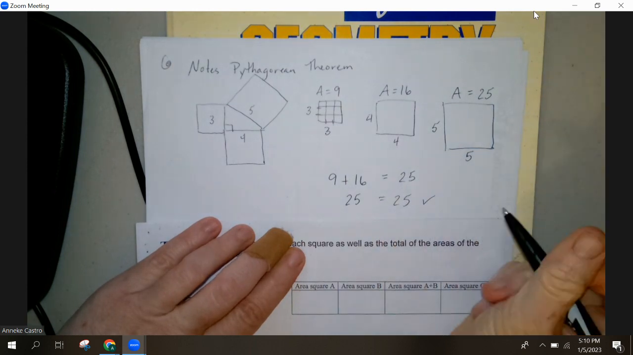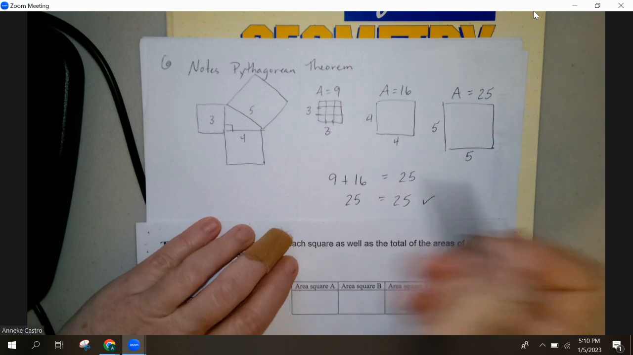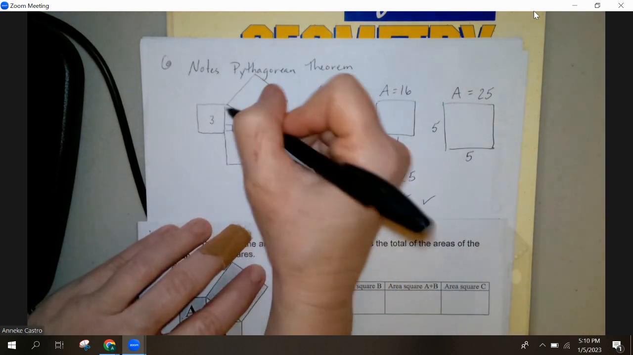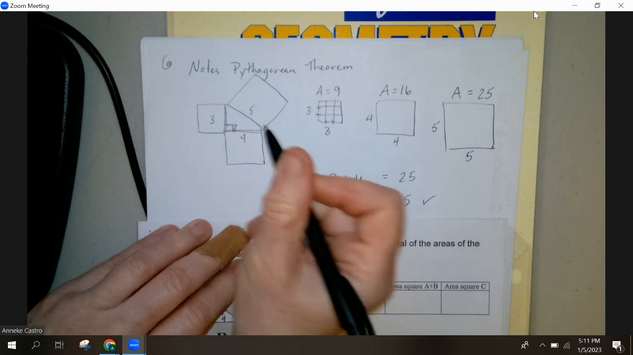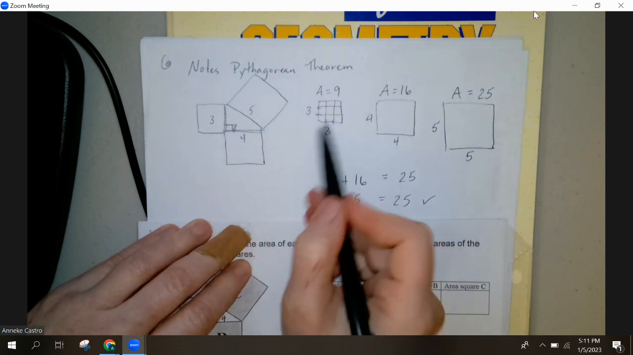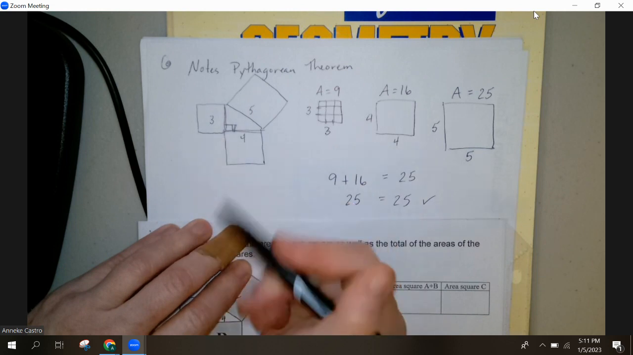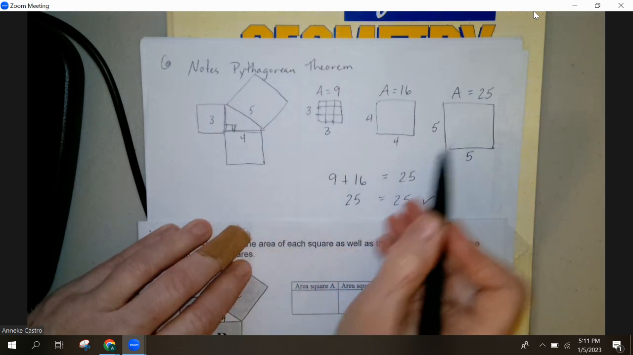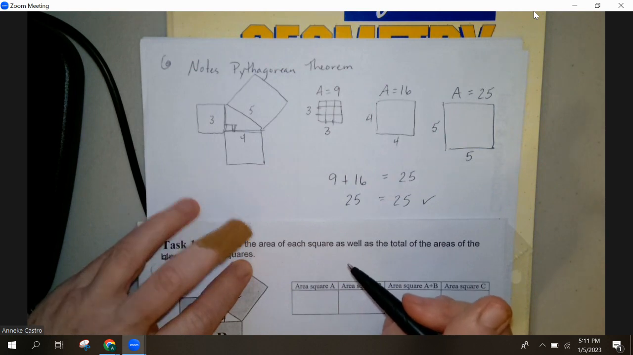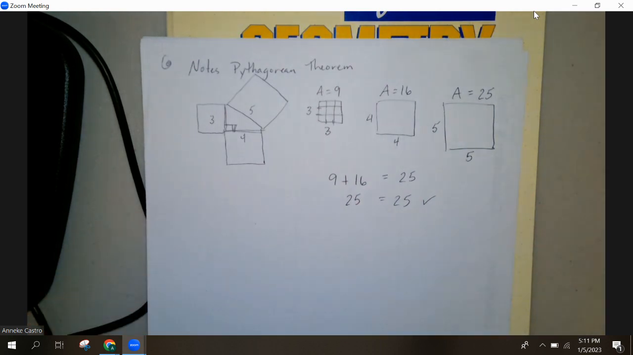Voila. So this is a relationship that always exists when you have a right triangle. If you take the two short sides, and those are the sides that make up the right angle, and you square them, you find the area of the square along those sides. If you add them together, they equal the area of the third side. So there's a formula. Instead of using numbers, we could use letters.